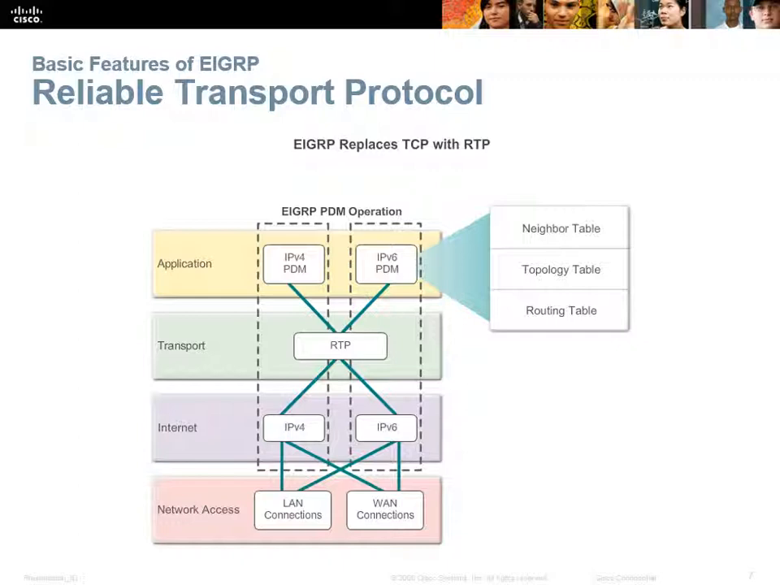Now, the PDMs operate at the application layer of the OSI model. RTP, which is the reliable transport protocol, replaces the TCP packet size. Then that comes down to the internet or network access layer, and that's how it gets out, whether it's IPv4 or IPv6. Does that make sense? Y'all see the flow down there?